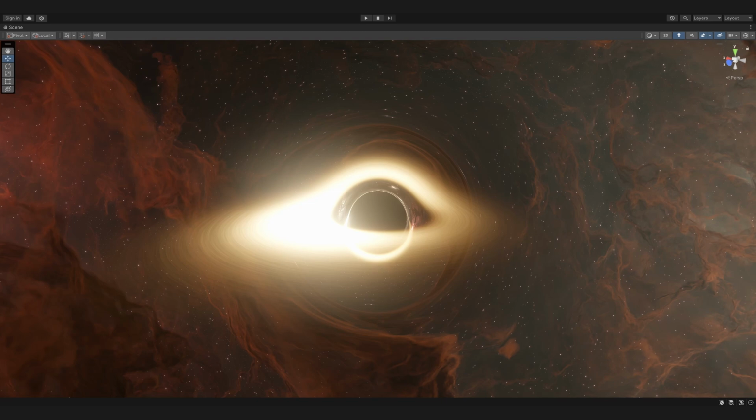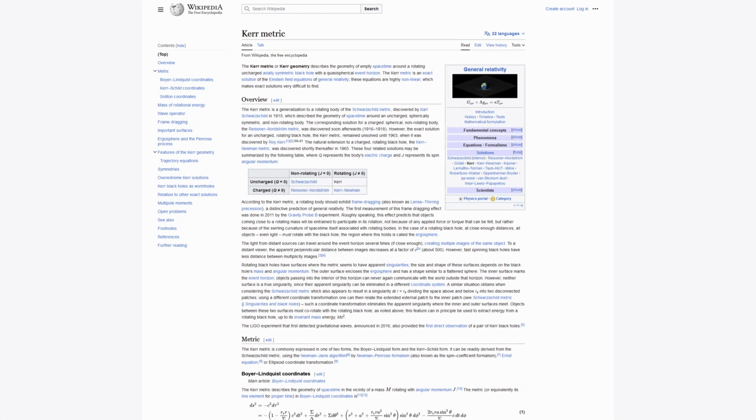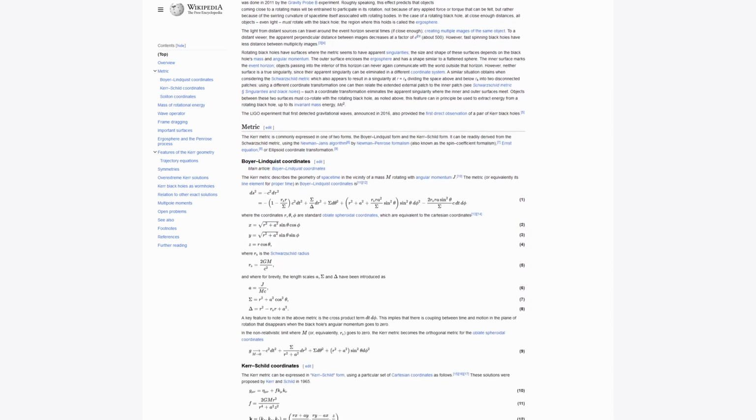Finally, the way light is bent in our shader is assuming a non-rotating black hole. In reality, however, black holes do rotate, usually quite rapidly as well. Spacetime around rotating black holes is no longer described by the Schwarzschild metric, but the Kerr metric, which is a lot more complicated as the spherical symmetry is broken.